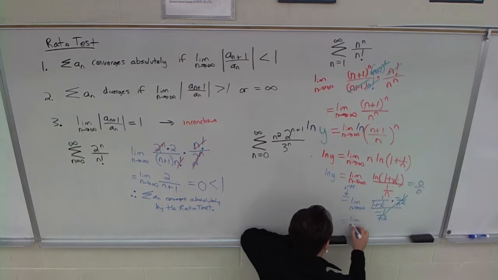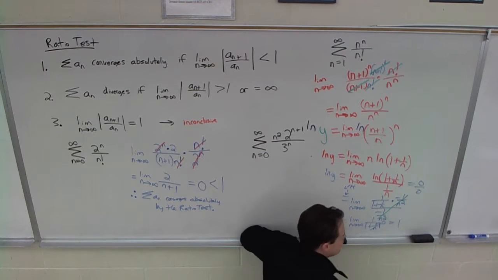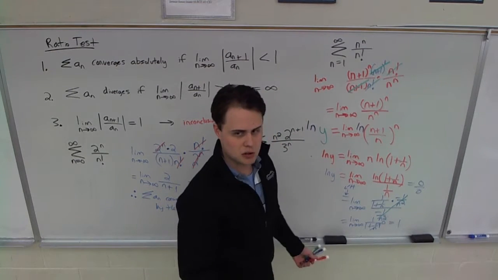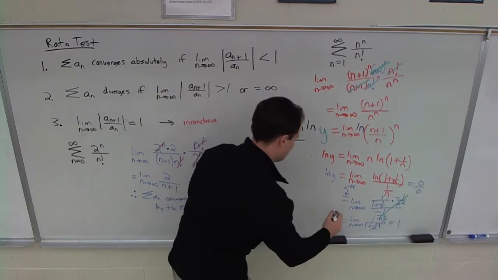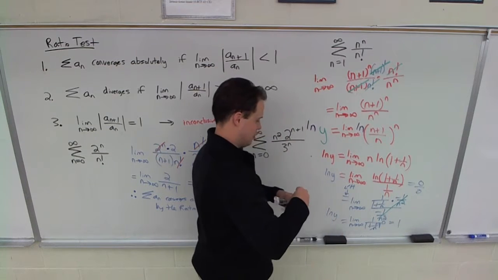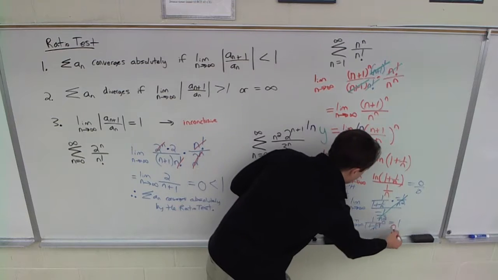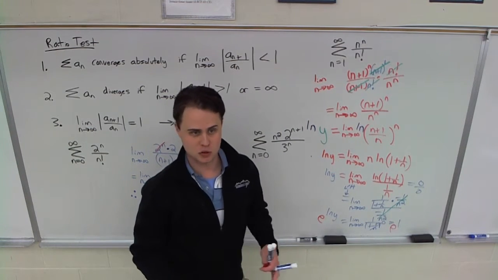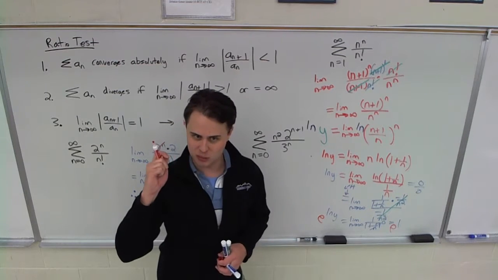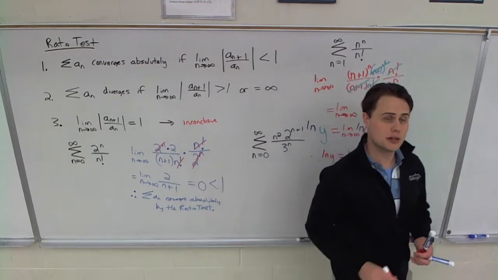So this is the limit as n approaches infinity of 1 over 1 plus 1 over n. That goes to 0. This equals 1. So is our test inconclusive then? No, gotta get e on both sides. Good. So now the limit it goes to is not 1, but e, and e is 2.718, which is greater than 1. So just like you guys told me at the beginning, it diverges because of that condition in the ratio test.